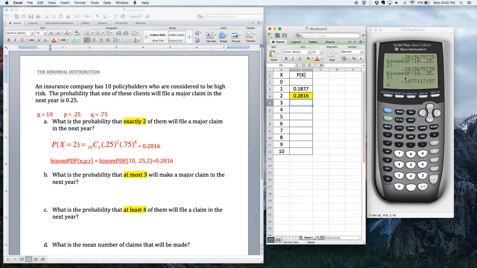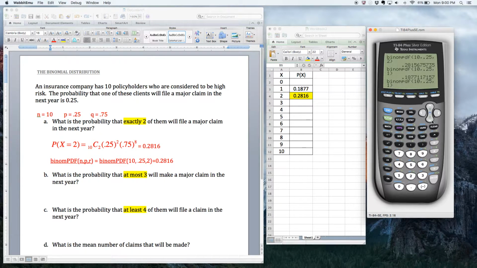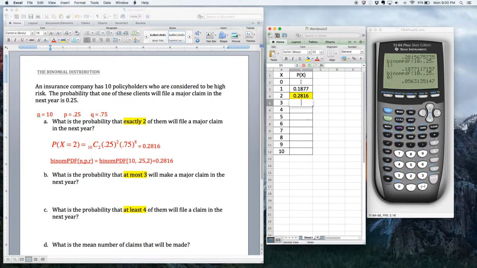All right, so clearly you can sit here and hit second, enter, and start typing as many of these things as you want. You could change that 1 to a 0, for instance, and let's find the probability that nobody files a claim. Okay, 0.0563. Oops, I put it in the wrong spot. Sorry, hold on. So there you go. I popped it in there for 0. And obviously, we can sit here and do all of these. Okay, fine. So let's move on and look at the next scenario.